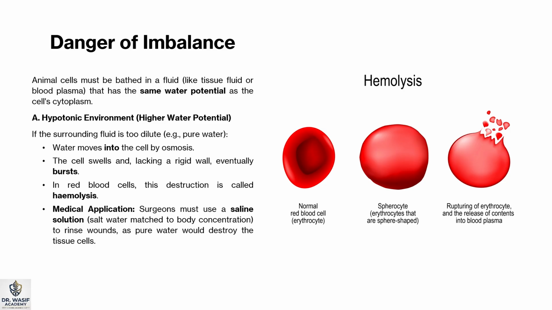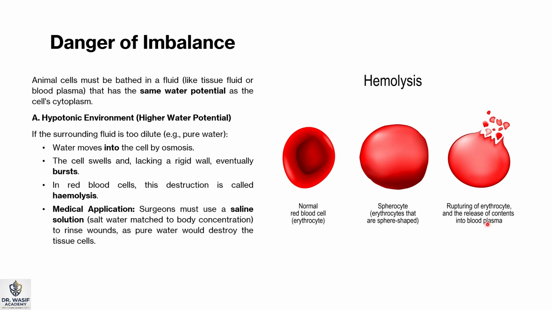So let's look at what happens in a hypotonic environment. This is an environment with a higher water potential than the cell, for example, pure water. Because the water potential outside is higher, water rushes into the cell by osmosis and the cell begins to swell like a water balloon being overfilled. But because animal cells lack a rigid wall, they have no way to stop the expansion. So eventually the membrane reaches its limit and it bursts.